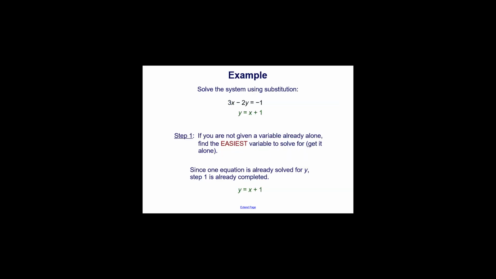Let's see another example where we're solving a system using this new method of substitution. Now we have the system 3x minus 2y equals negative 1 and y equals x plus 1. Remember, step number 1 is that if you are not given a variable already alone, we want to find the easiest variable to solve for, meaning getting it alone. But since the second equation, y equals x plus 1, is already solved for y, step number 1 is already completed. We don't have to do any work.